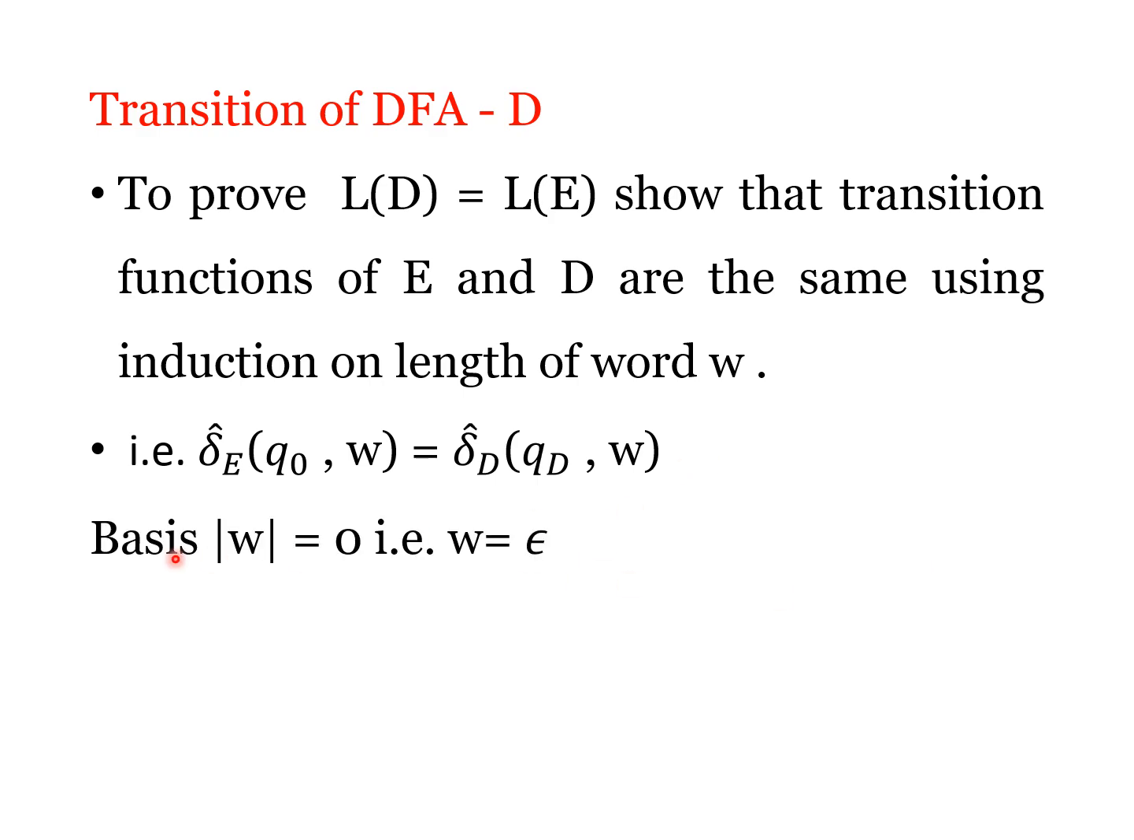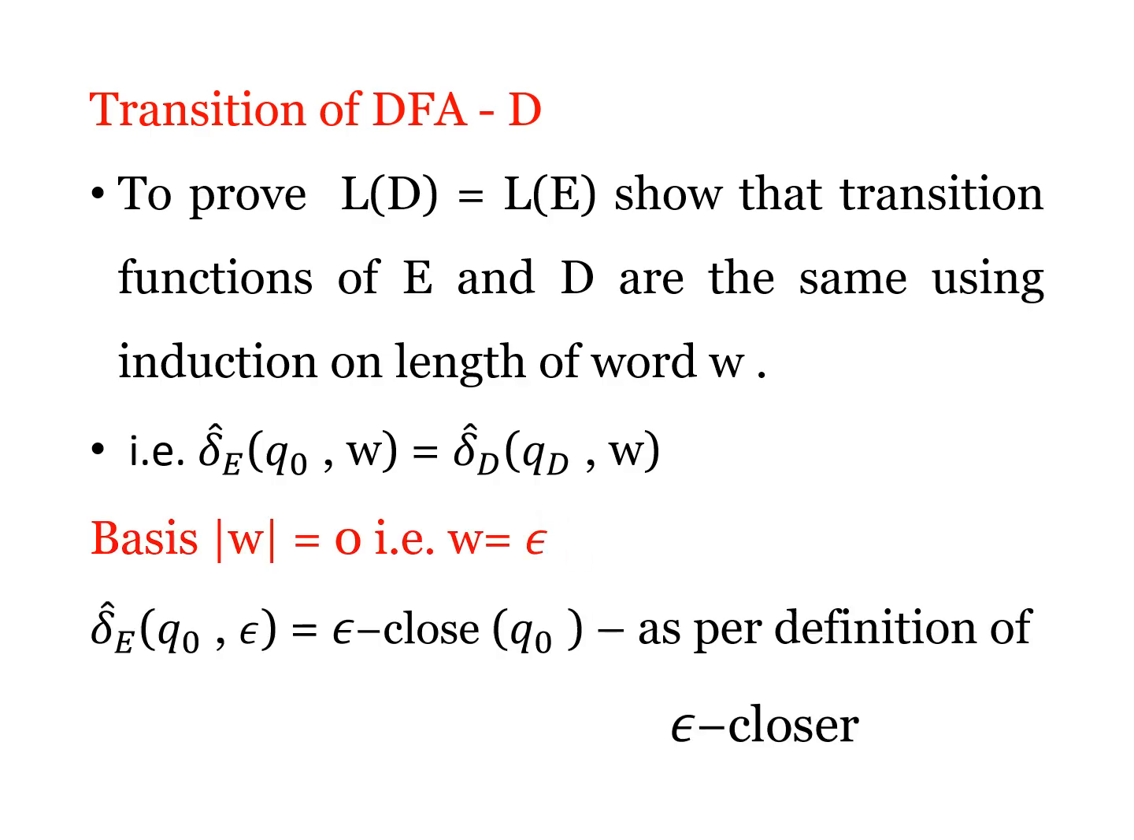So here we want to take the basis. With respect to the basis, we take the length of the string as 0, so we take the word as epsilon. Starting from the start state Q0 in the epsilon NFA on the input epsilon, what are all the states we are going to obtain? That is nothing but the epsilon closure of Q0, as per the definition of epsilon closure. So that is what you are going to obtain.